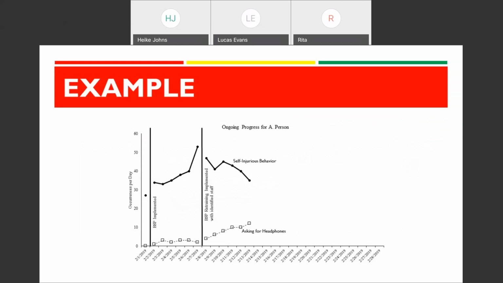So on here, both axes are labeled. We've got the dates on one side. We've got the occurrence per day. We've got measurements. It's essentially in black and white. We've got some noted changes when the BSP was implemented, when there was a change. We also know that this is the ongoing progress for this person A, and we have the target behavior identified, self-injurious behavior, and the replacement behavior identified, asking for headphones. The assumption is we don't know the background of this, but these elements would really be the target and the replacement behavior, so that's there. Let's go on, of course, to the next one.